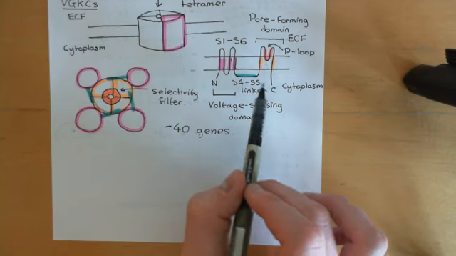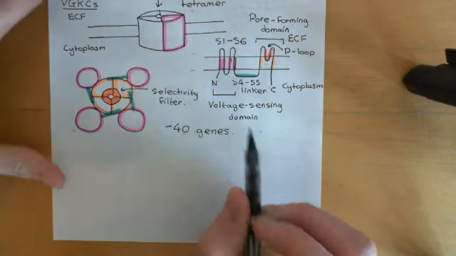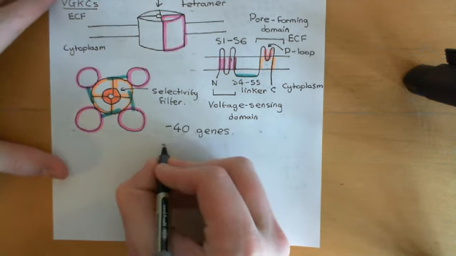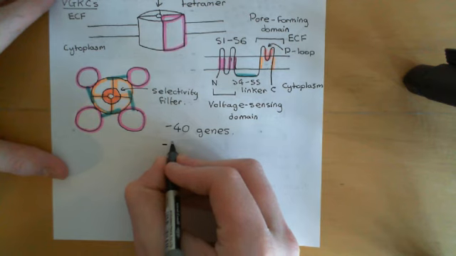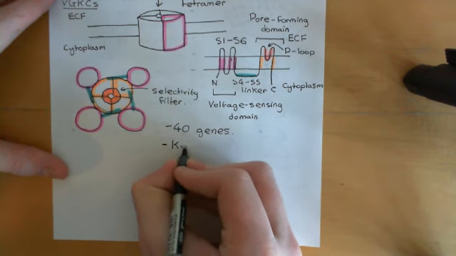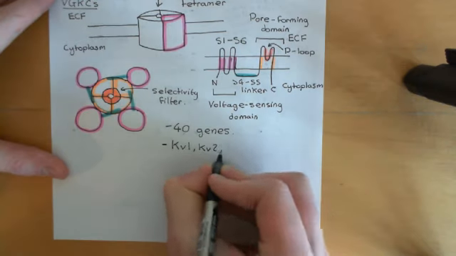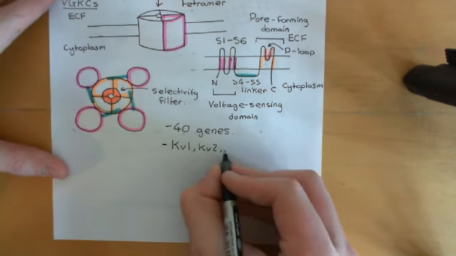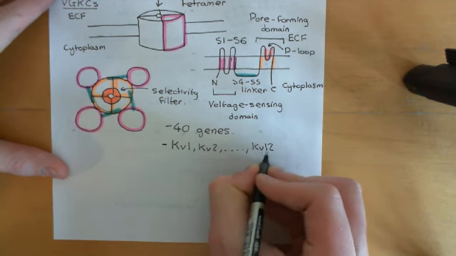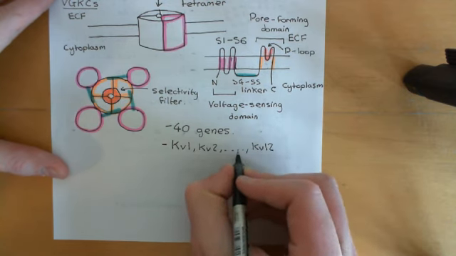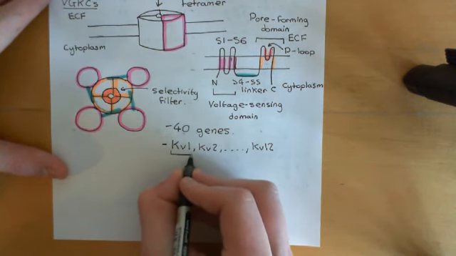Now, these 40 different genes are split into 12 different families. Let me tell you the nomenclature for the 12 different families. They are the KV1 family, the KV2 family, KV3 family, KV4 family, all the way up to KV12 family. So these are not individual channels, these are families of channels. Let's now have a look at one of these families to get the picture here.